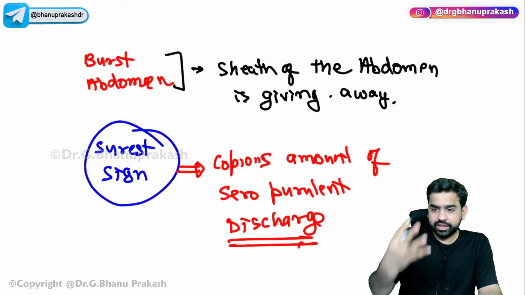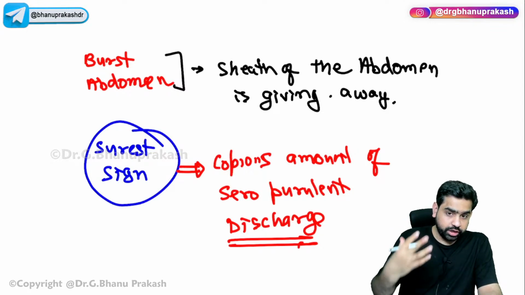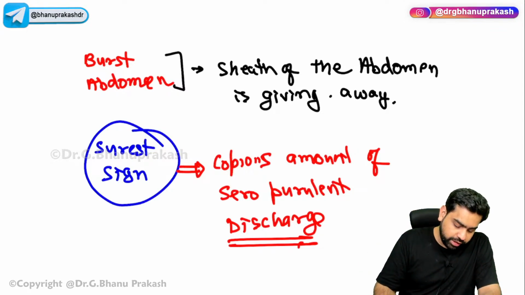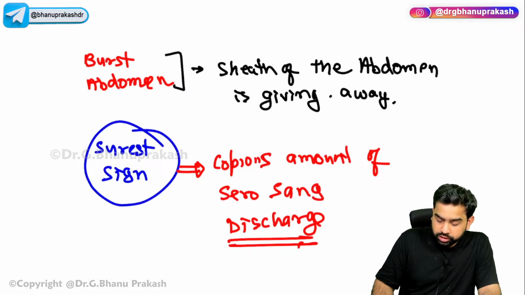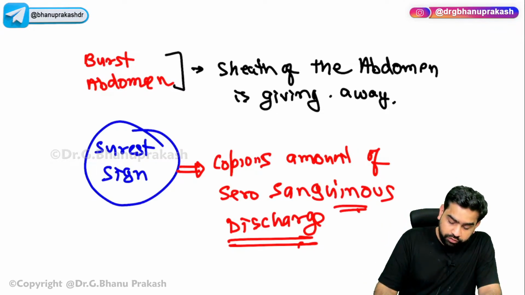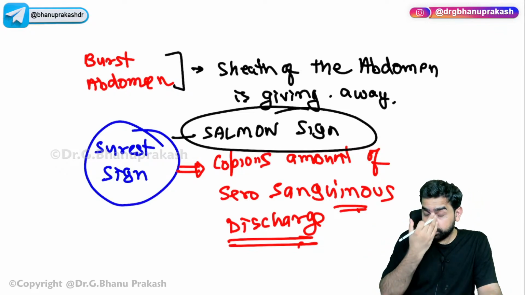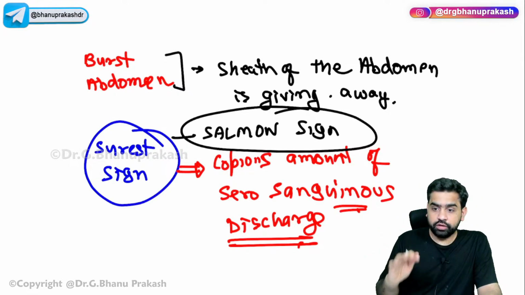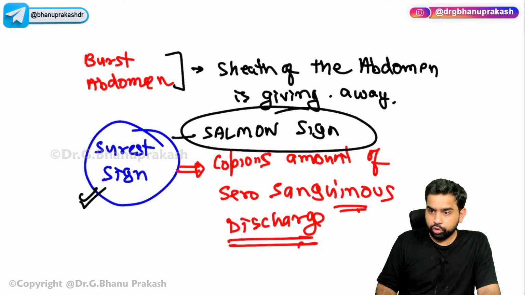Okay, so the copious, large amount of discharge coming out, serosanguinous, not seropurulent. Okay, that's a better word. I understand your point. It is usually not purulent, since purulent basically means infection. So yes, it is a serosanguinous discharge which is coming out from the abdomen, and this is what is referred to as the Salmon sign. Copious serosanguinous discharge coming out of the abdomen is the surest sign of a burst abdomen. I hope you have understood this point.